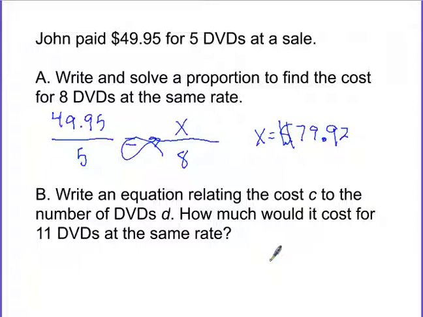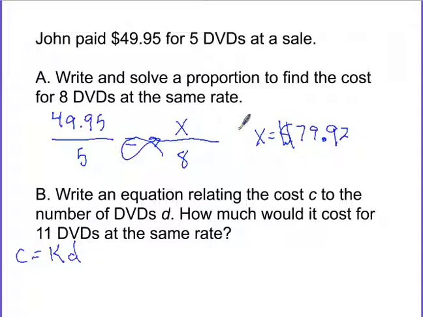79.92. All right, now part B. This is going back to what we did in the last lesson, lesson 6.4, where we're setting up an equation. Write an equation relating the cost C to the number of DVDs D. So the cost C is going to equal something related to the number of DVDs. What was the equation where we used K? Y equals KX. Well, it turns out they don't always have to be a Y and an X. We can use other variables in there. So the cost of the DVDs equals our K value times the number of DVDs that we buy.